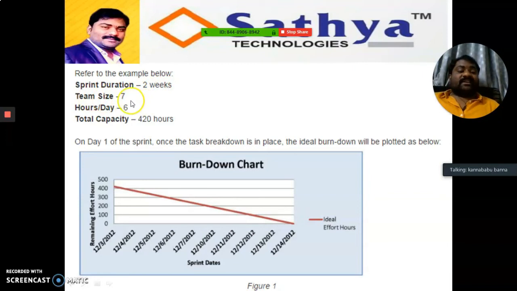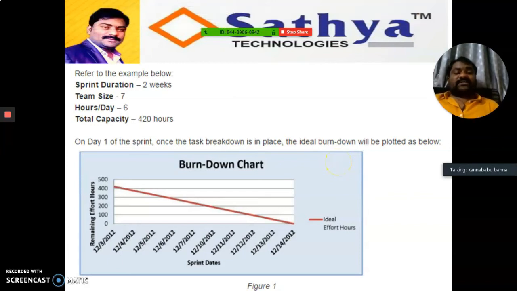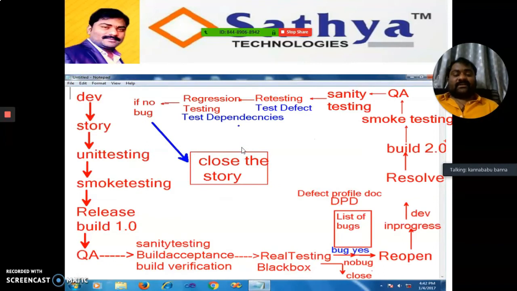Team size is 7, I told you, the Scrum team. Hours per day, 6 to 8 hours. Total capacity, 420 hours. This is your burn down chart. On day 1 of the sprint, once the task breakdown is in place, the ideal burn down chart will be plotted as shown below. If the task is not completed properly, this burn down chart will show the user stories, pending stories and everything. Did you understand? So it is a remark for the developer. So definitely the client will observe this burn down chart. Did you understand, everyone?